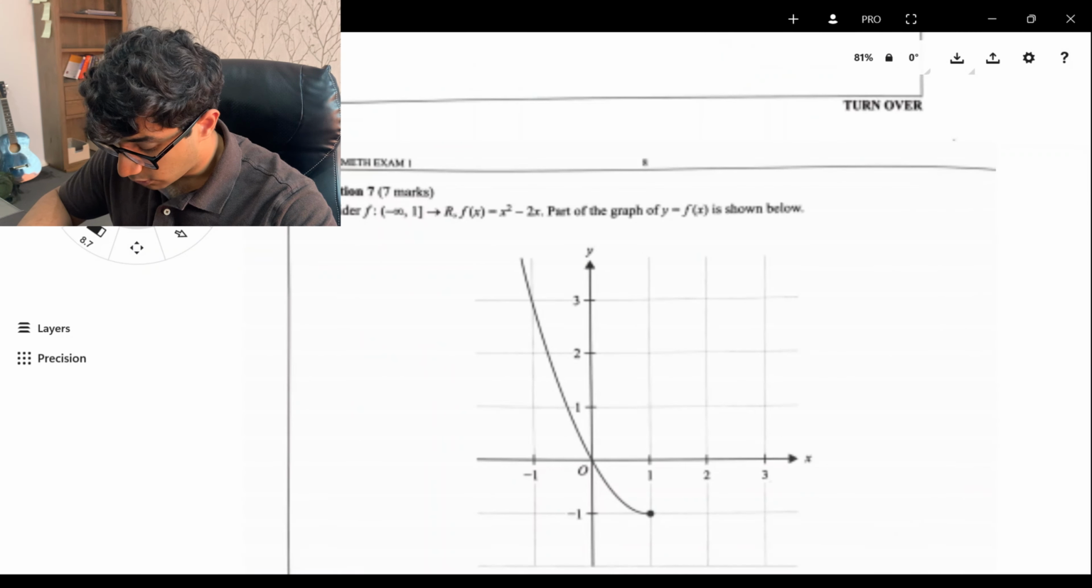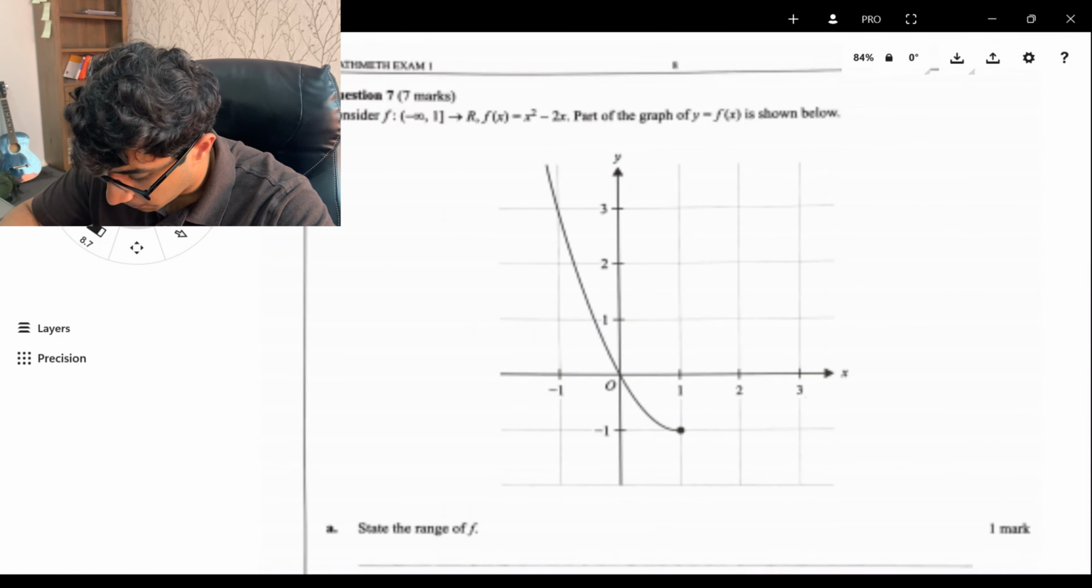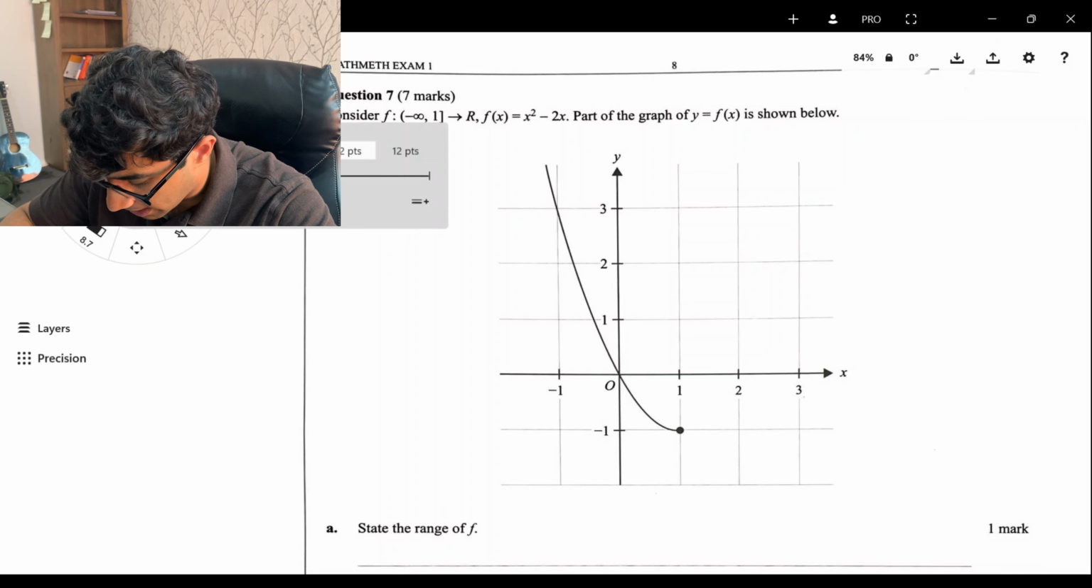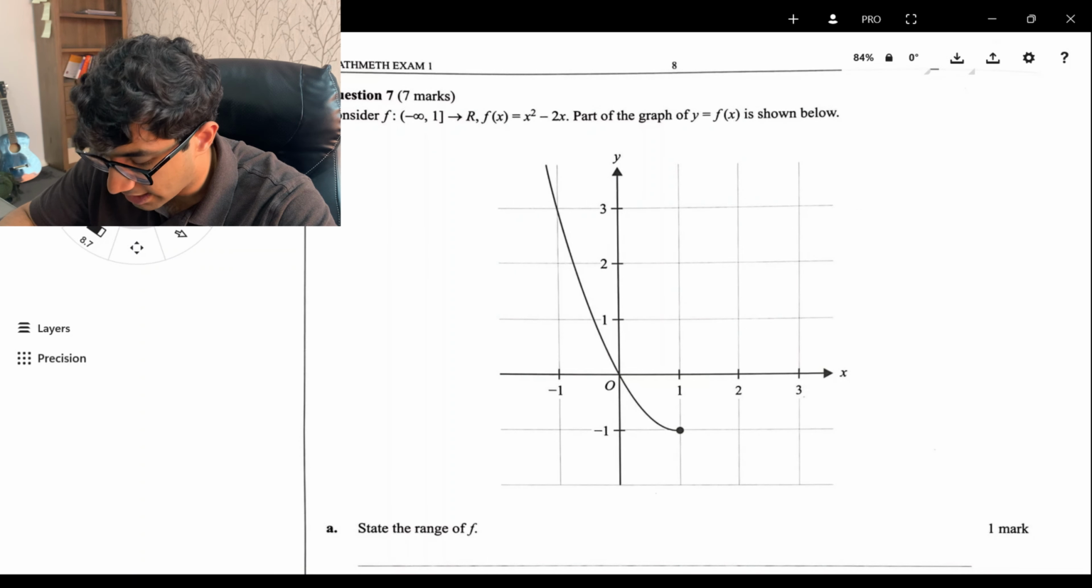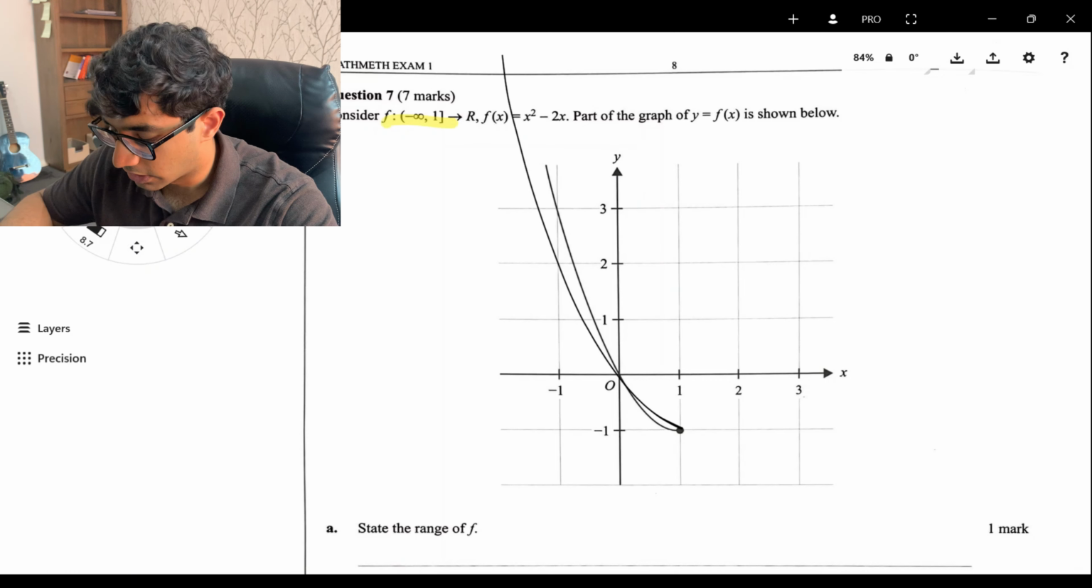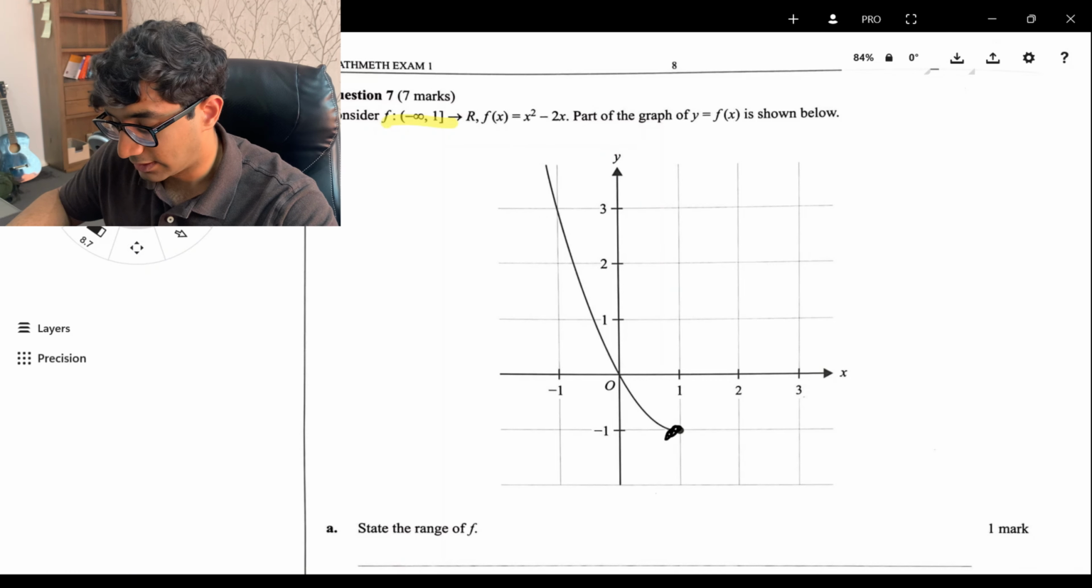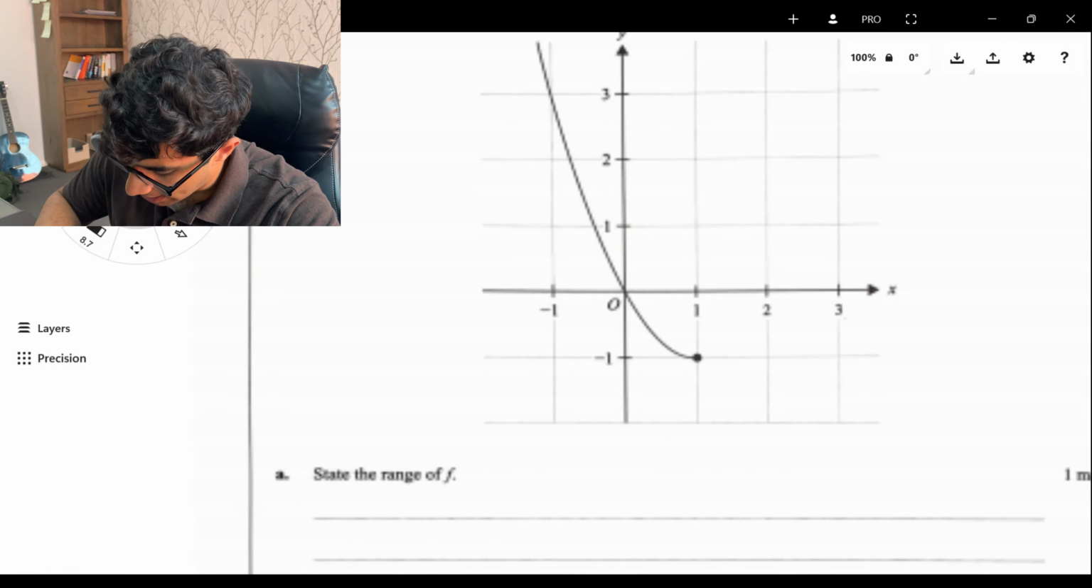So, next question, state the range of this thing. First of all, let's take a look at the domain. The domain stretches to negative infinity, so it'll keep on going on and on and on, but it stops at x equals 1. Okay, so state the range of f.